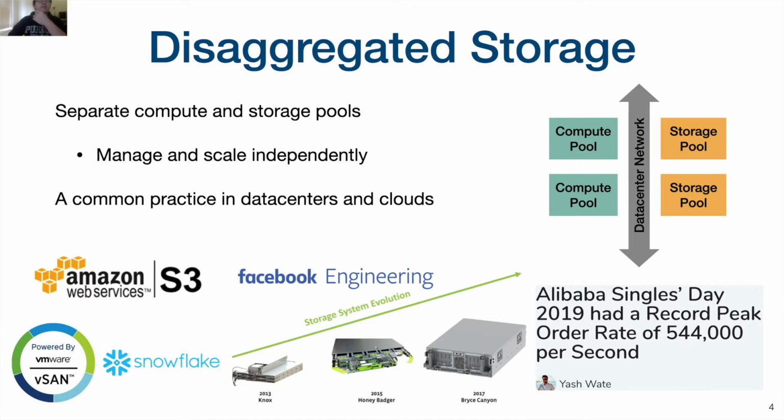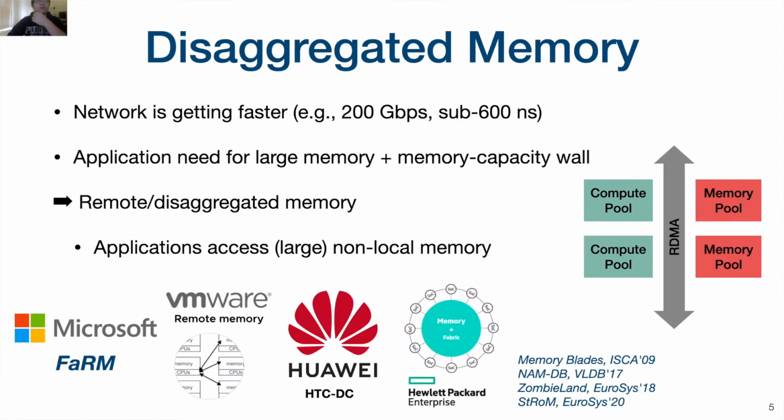Alibaba lists faster disaggregated storage as a major enabling factor of their huge single-stage sale need. Disaggregated storage enables flexible management and independent scaling of data center storage systems. More recently, with networks getting faster and applications hitting a memory capacity wall, data centers like Microsoft and Huawei are turning into adding more memory as remote or disaggregated memory. With more memory, we can run more types of big data applications.